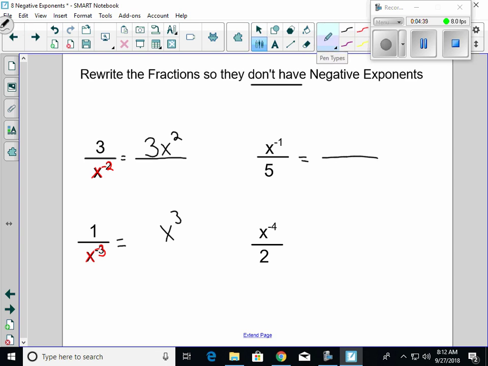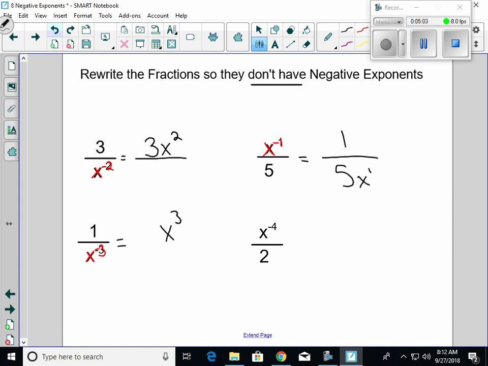Okay, the 5 is okay. That's a denominator. It doesn't have any negative exponents, so that will stay. This is the issue: x to the negative 1. It's a numerator, so it has to switch to a denominator. X to the positive 1, and I can't leave that top part blank.